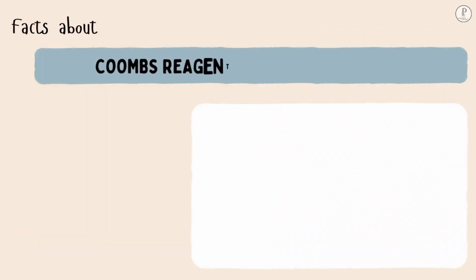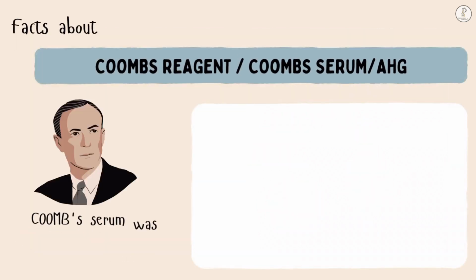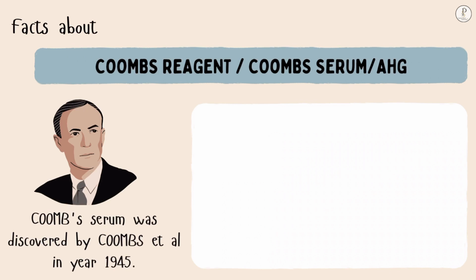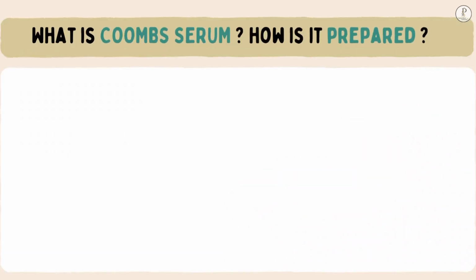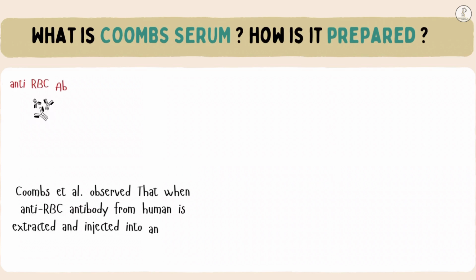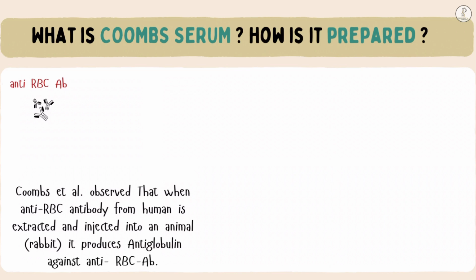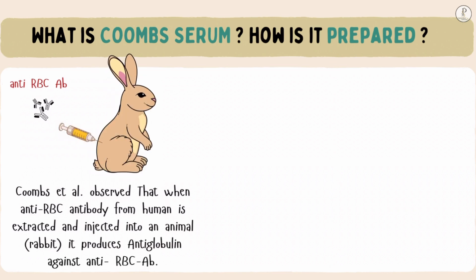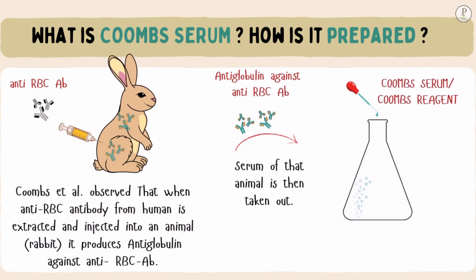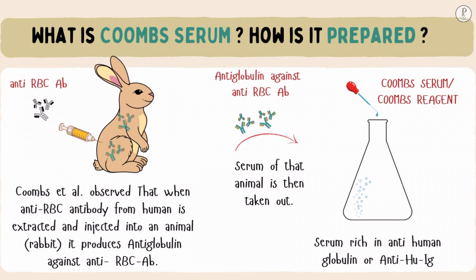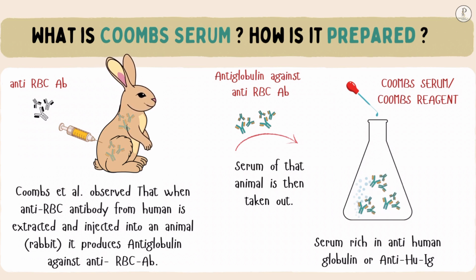Facts about COOMBS reagent, COOMBS serum or AHG. COOMBS serum was discovered by COOMBS et al. in the year 1945. This serum is also called antiglobulin serum or AHG, anti-human globulin. What is COOMBS serum and how is it prepared? COOMBS et al. observed that when anti-RBC antibody from human is extracted and injected into an animal, for example rabbit, it produces antiglobulin against anti-RBC antibody. Serum of that animal is then taken out, which is then called COOMBS serum or COOMBS reagent. So COOMBS serum is nothing but a serum rich in anti-human globulin.